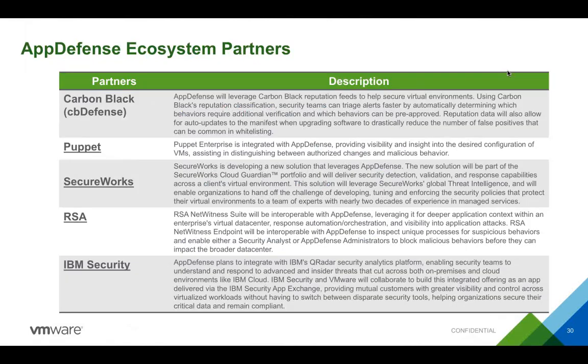From the ecosystem partners, I'm not going to go through each of them, but we already have code that is running and integrated with Puppet and SecureWorks. We also announced at VMworld that we are integrated with Carbon Black, RSA, and IBM Security, and each one of them has their own separate space in the world of security theater. So we provide them the application intended state, good behavior, that they can tap into to make their solution much better and reduce the amount of false positives.